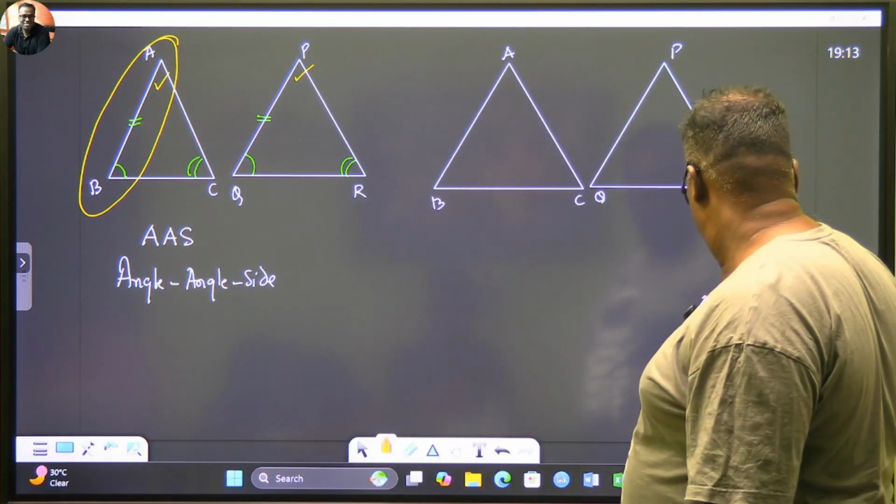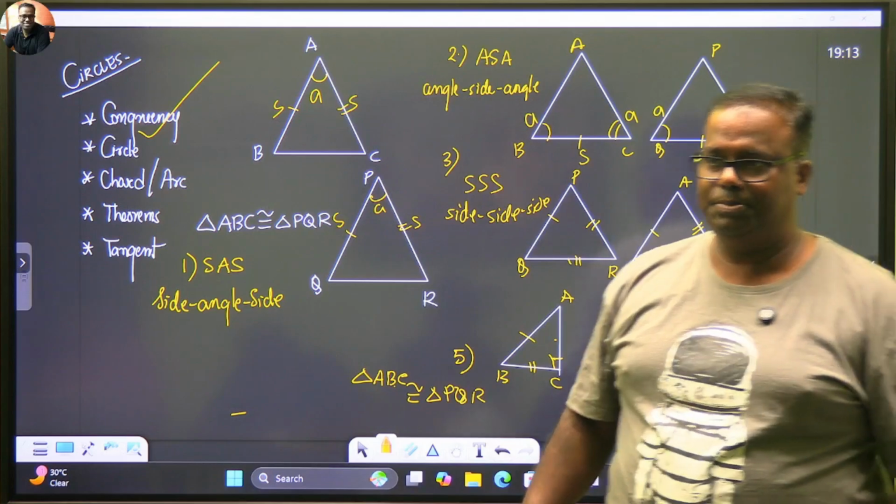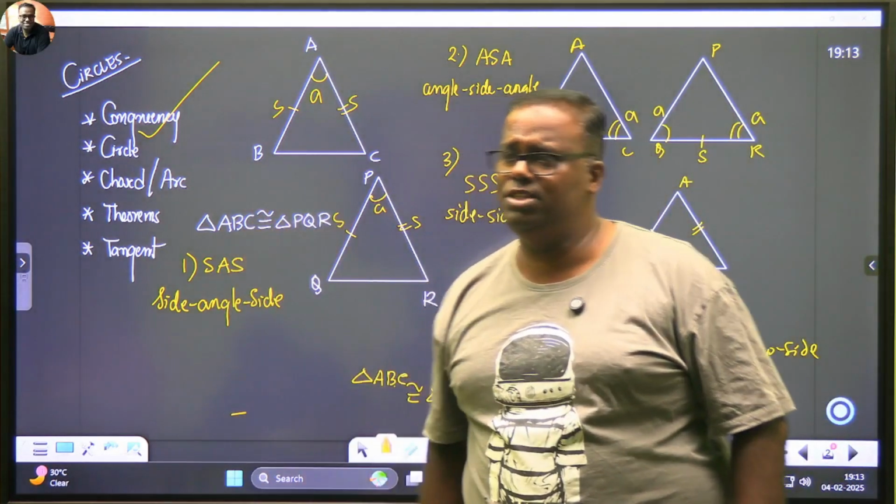ठीक है बच्चा? Have you understood? Can I now put a big tick on congruency? हम सीख गए. ये बहुत काम की चीज है. In physics and all, we'll need it a lot.